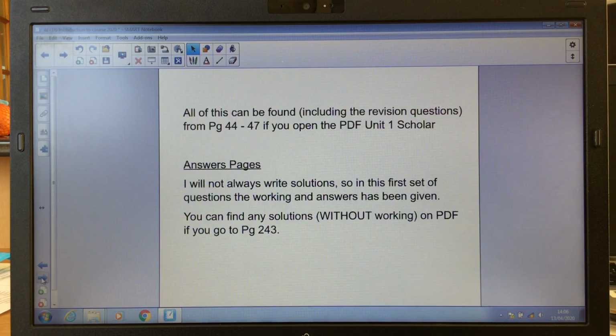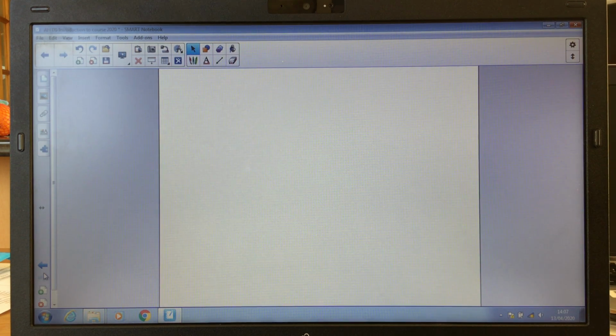Okay? Right. All of this can be found, including the revision questions, from page 44 to 47, if you open the PDF Unit 1 Scholar. I've only uploaded the first one just now because you don't need the others, but eventually you'll see Unit 1, Unit 2, Unit 3. The answer pages are at the very back. On the right hand side there will be a kind of contents, and the answer pages are at the bottom. So if you want to try the questions and not listen to me, you can use that as well. If you want to check all your answers, go to page 243 on the PDF. Okay, first part done.